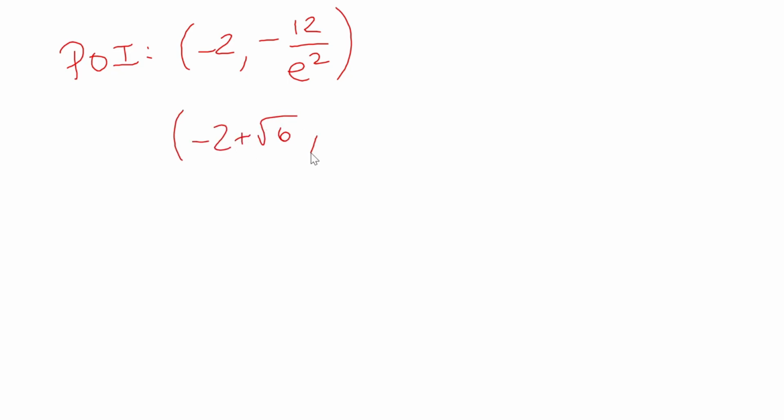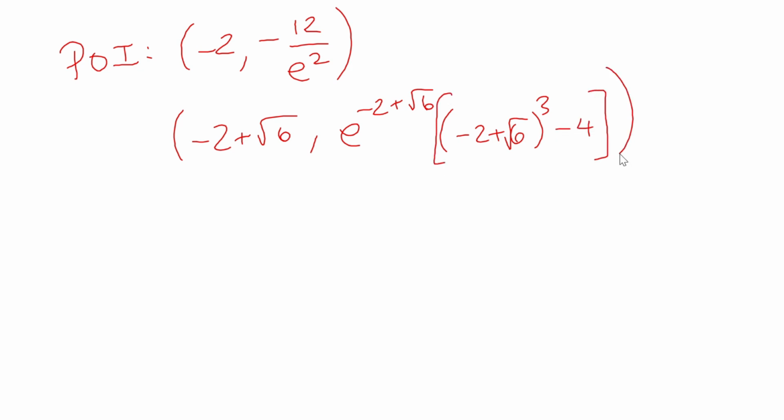So our points of inflection, which there are 3, are negative 2. And when we plugged that in earlier, we got negative 12 over e squared. This time we'll actually use that. For the other 2, I'm not going to go through the process of simplifying all this down because it's just a pain. So one of those points of inflection is negative 2 plus root 6, and it goes with e to the negative 2 plus root 6, because it was e to the x times just x cubed, so negative 2 plus root 6 cubed minus 4. So that's our point of inflection.